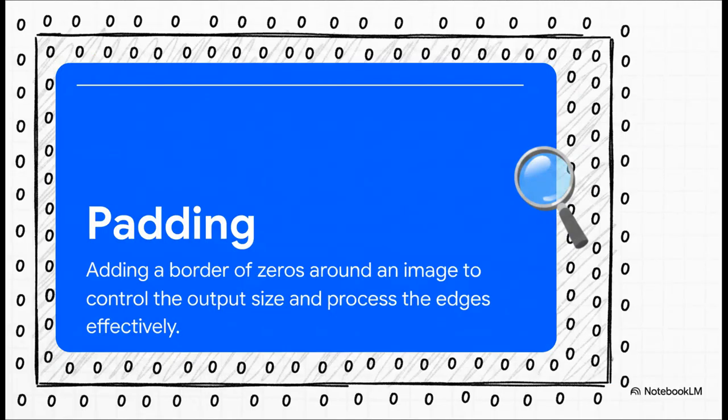And what about the stuff at the very edge of the picture? You don't want to miss an important clue just because it's right at the border, right? Well, that's what padding is for. It's kind of like adding a blank frame of zeros all around the image. This lets our little filter process the edges just as thoroughly as it does the center.